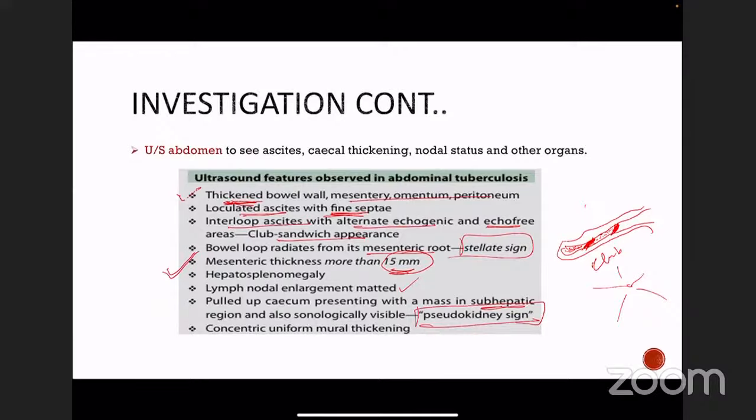So after USG, you are guessing that your diagnosis is coming nearer, that this is abdominal TB only. So what other thing will you do? That is X-ray now. Which X-ray? CXR is done. Now we are thinking about abdominal TB, so we will first get a plain X-ray abdomen done.